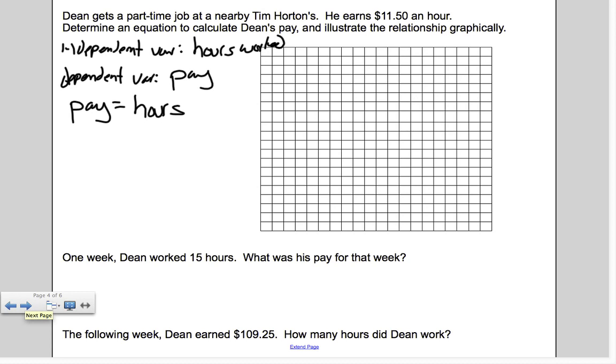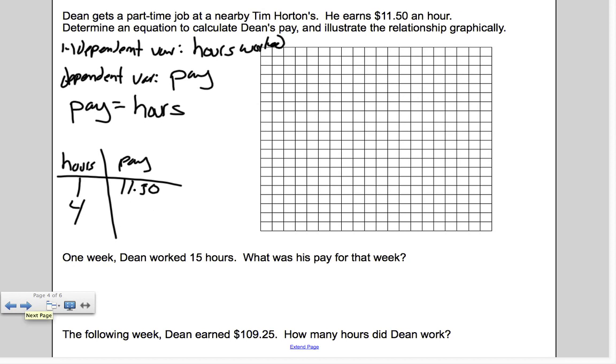So we could draw a little table of values here, where we say hours and pay. Here we have 1 hour. What's his pay after 1 hour? 11.50. What's his pay if he works 4 hours? 11.50 times 4. So what would that be? $43? Oh no, wait, no. 47. No, 40, no, yeah, 46.